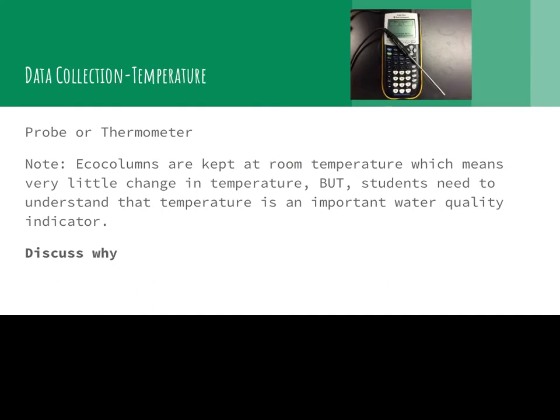And then temperature. Mine happens to be a Vernier probe, but that's like the most expensive way to take temperature. Just use a thermometer. Okay, and in the instructional, when they take notes before they create the aquatic chamber, you should discuss the importance of temperature. Now, our EcoColumns are going to be at room temperature, but they need to know why temperature is a water quality measurement. It has to do with dissolved oxygen. The colder the water, the more the dissolved oxygen. Also, certain species like a certain temperature range, and so it's a very important water quality measurement.